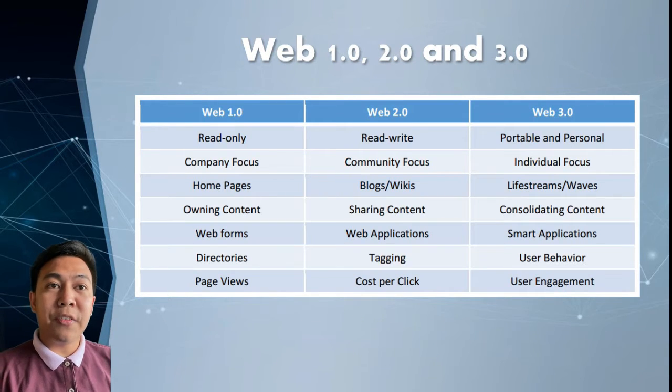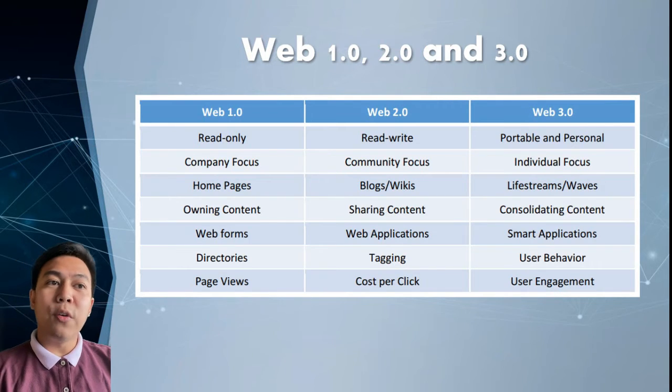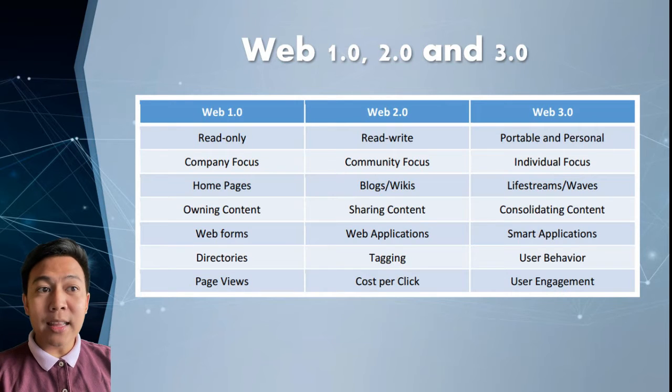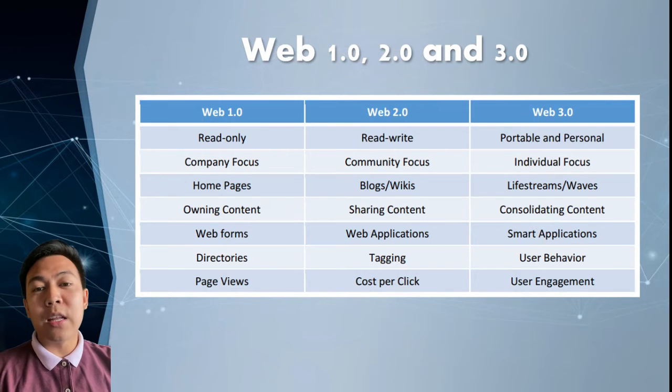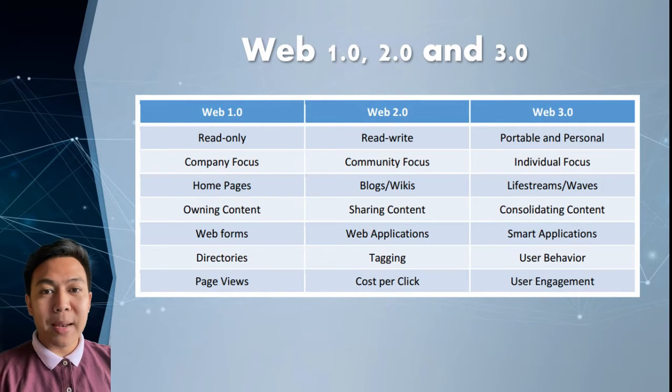So we have here the differences between Web 1.0, 2.0, and 3.0. Web 1.0, the features are read-only, company focus, home pages, owning content, web forms, directories, and page views. For Web 2.0, we have read and write, community focus, blogs and wikis, sharing content, web applications, tagging, and cost per unit. And Web 3.0, which is portable and personal, individual focus, live streams and waves, consolidating content, smart applications, user behavior, and user engagement. So those are the differences between the three web platforms.